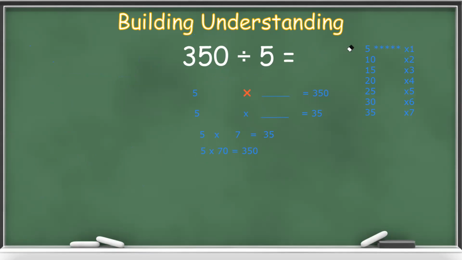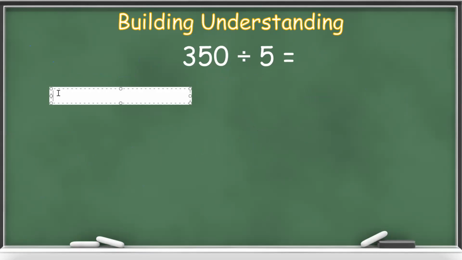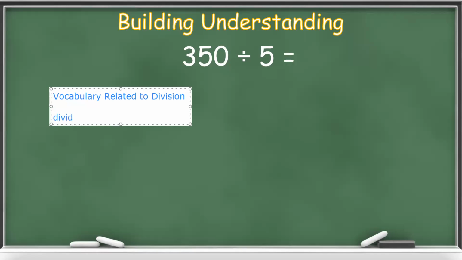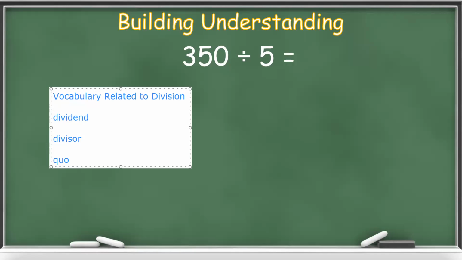All right, so there is some vocabulary that needs to be done with this assignment. The vocabulary words that need to be defined: we have 4 vocabulary words related to division. We have the word dividend, we have the word divisor, we have quotient, and we have remainder. Those 4 words do need to be defined.